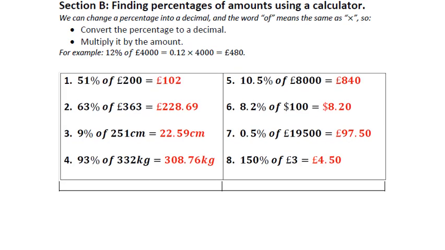Another good tip to be aware of here is that you can check that your answers are sensible. Question 8, 150% of £3. That's more than all of it. The answer should be bigger than the original number. Whereas 93% of 332, that's less than the original number, but not much less, because 93% is quite close to 100%.